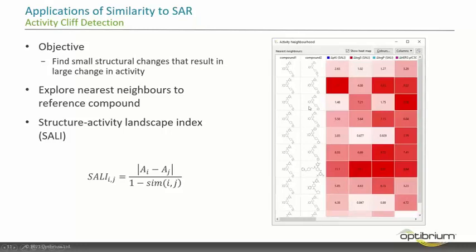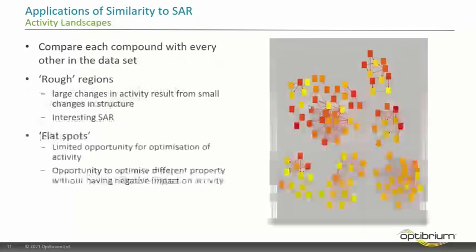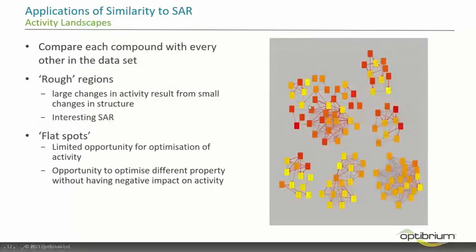Now, this is looking at the similarity of a number of compounds to a single reference, a particular compound of interest. That can then be generalized into a more complex analysis. Here we describe an activity landscape. This is something that was popularized by Jürgen Bajorath and his group. And here what we do is we compare each compound with every other compound in a particular data set, and we look at groups of compounds that share a high degree of similarity.